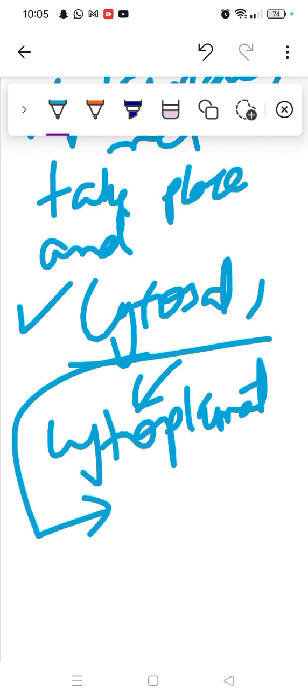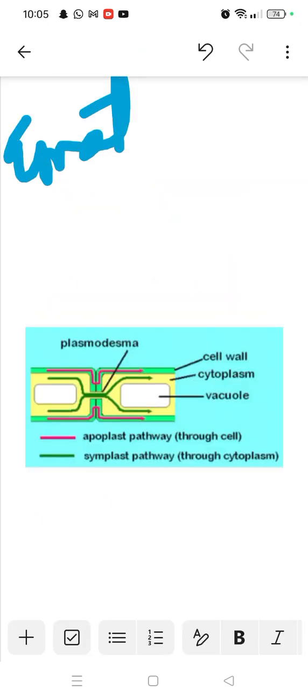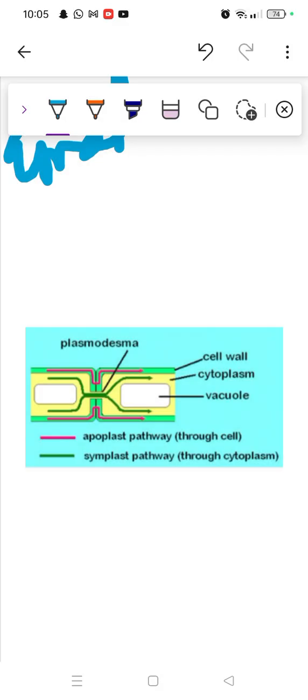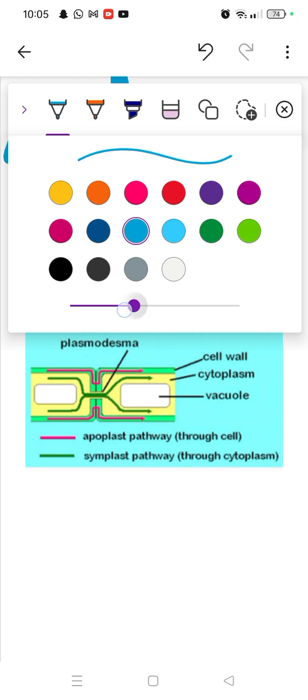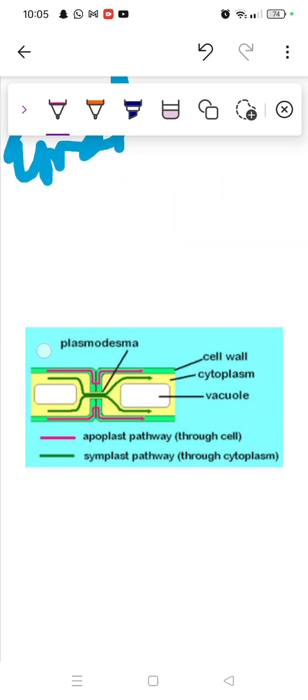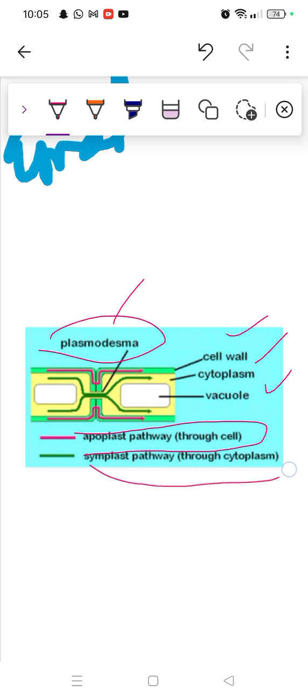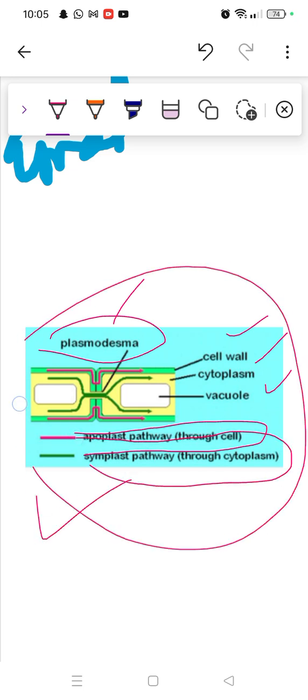Rest, let me add a picture in that. So here's the picture as well. You'll see plasmodesmata, which I just discussed about symplast. Here you'll see cell walls, cytoplasm, vacuole. So apoplast is a pathway through the cell wall. This is the pathway through the cytoplasm. So I'm sure this is the main difference. This picture tells everything. So I'm sure it's clear to you.